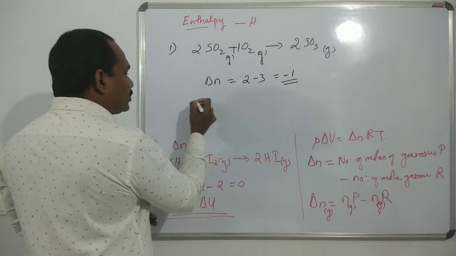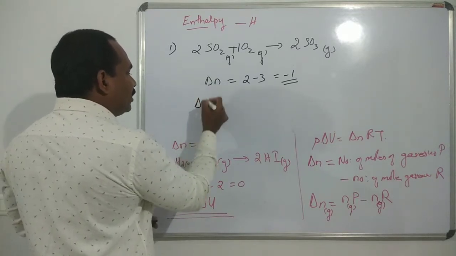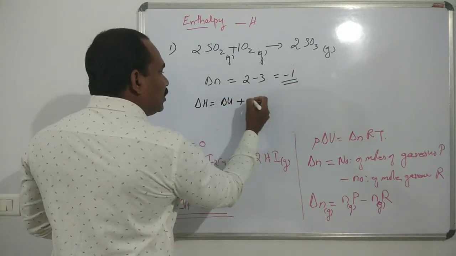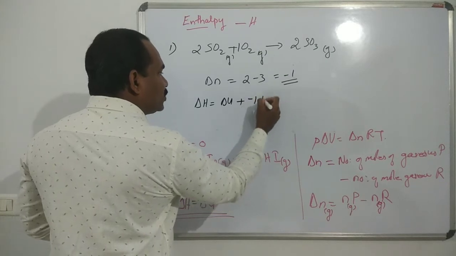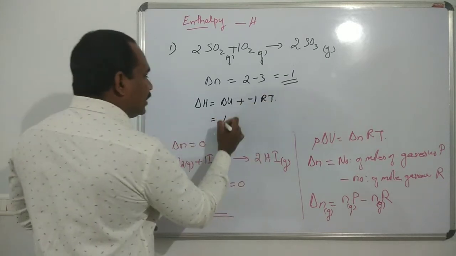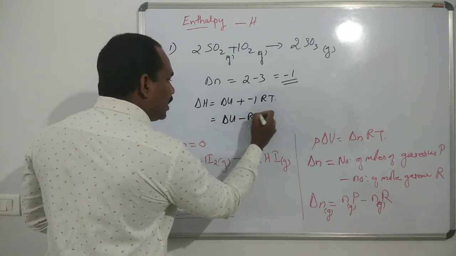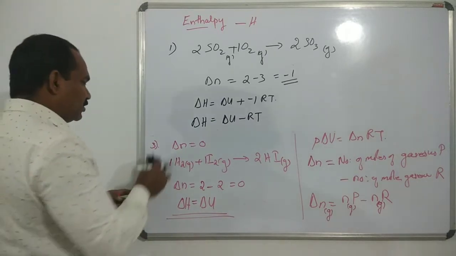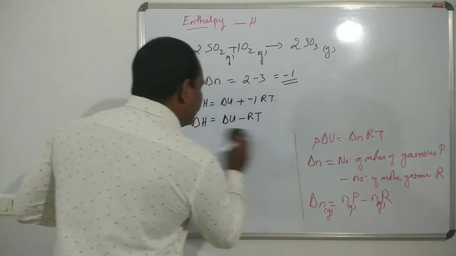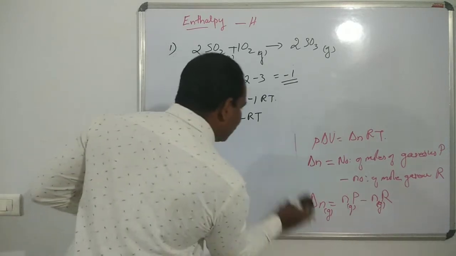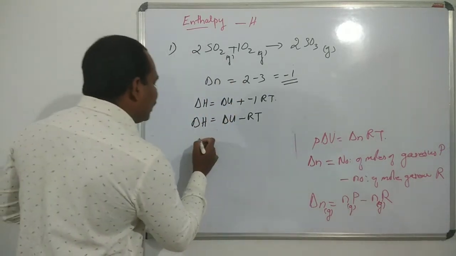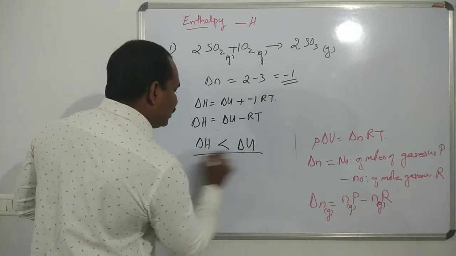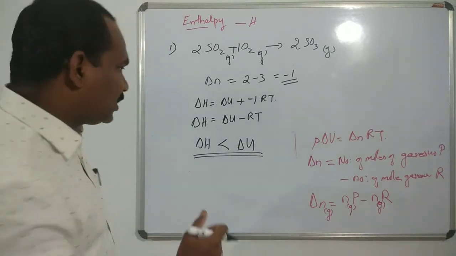According to the equation, delta H is equal to delta U plus delta n RT, with delta n equal to minus 1. That is delta U minus RT. Delta H is equal to delta U minus RT. And here delta H is less than delta U.